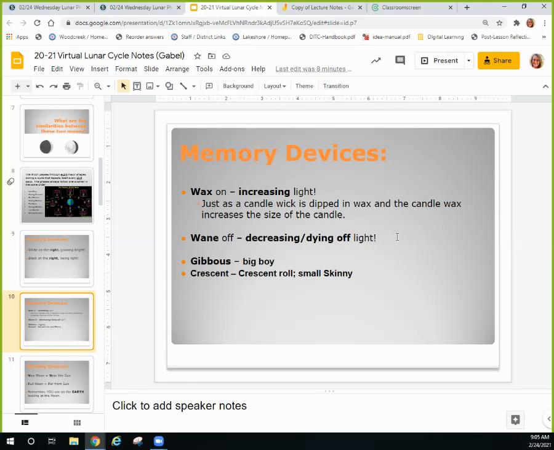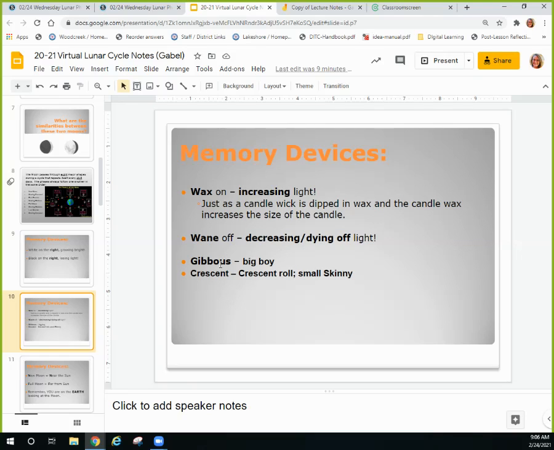Wane off, it also kind of sounds like weaning, like puppies wean off their moms, which means they stop eating from their mom and they start eating regular food. So wane off, decreasing or dying off light. If you wane off of something, you slowly stop taking it, doing it, whatever you're weaning yourself off of. Like I wean myself off of coffee. I gradually drink less and less every day.